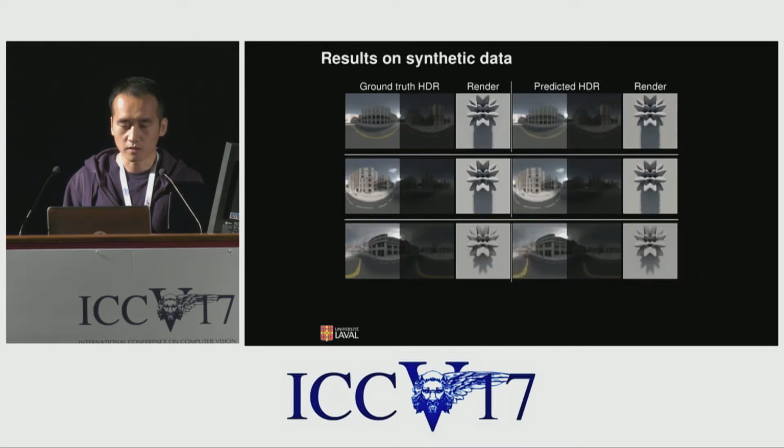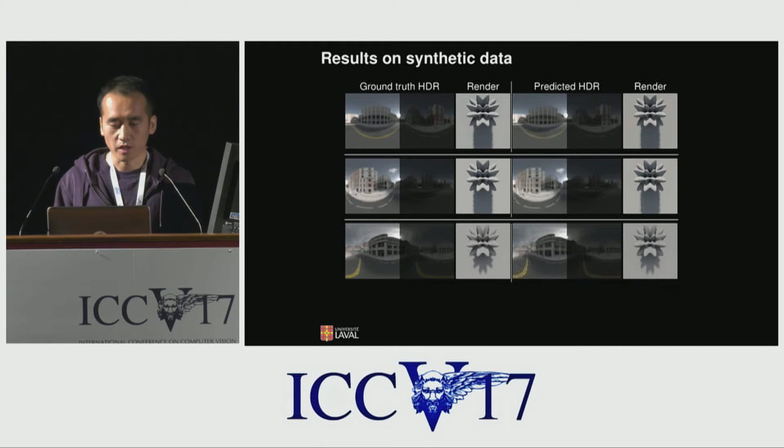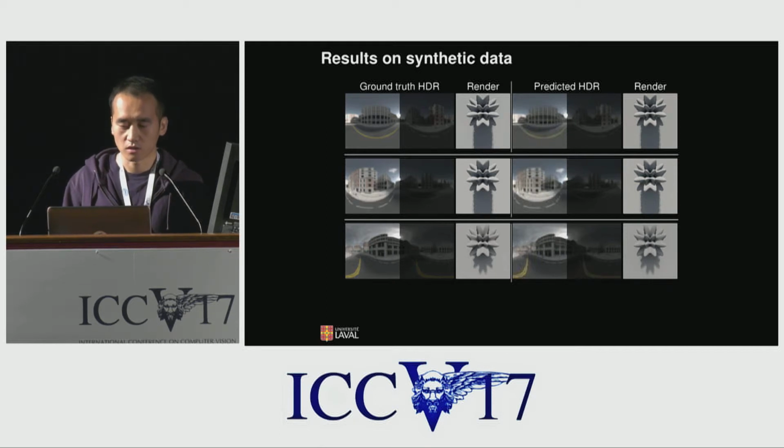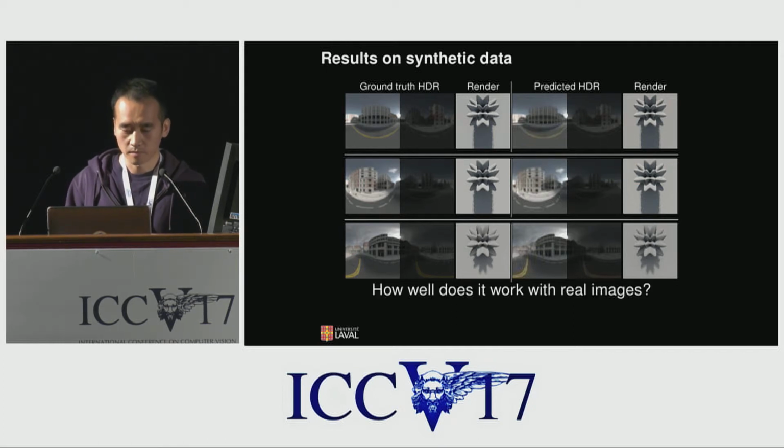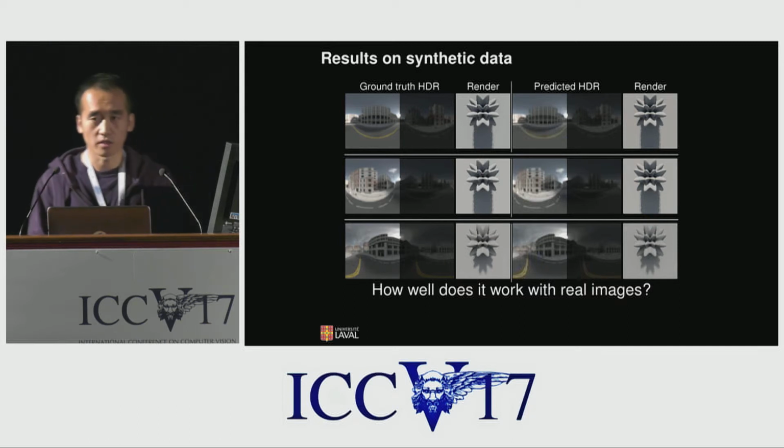Here are some results on the synthetic dataset. The first column shows the ground truth HDR and its render. This render is a spiky sphere looking from top to bottom. We choose this theme because of its complicated shading and shadows. The second column shows the predicted HDR and its render. Our approach works very well on the synthetic dataset, but we are wondering how well it works with real images.